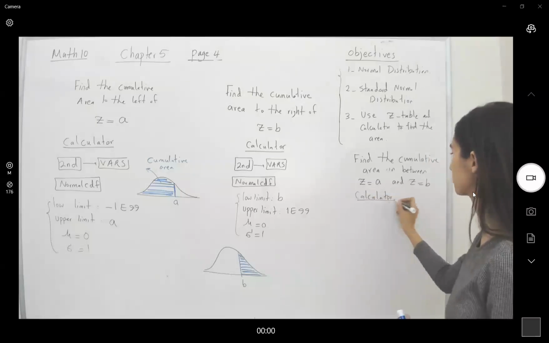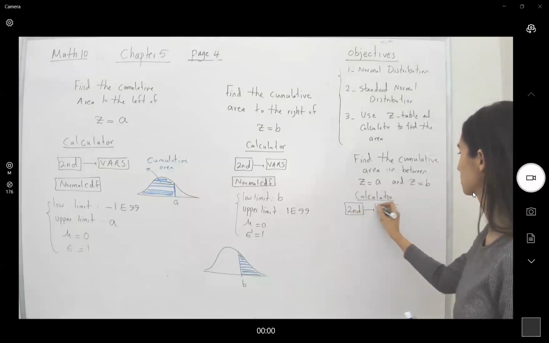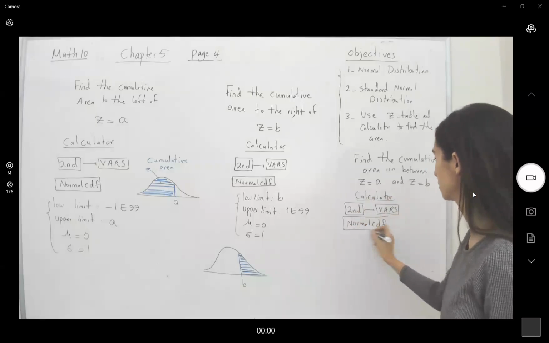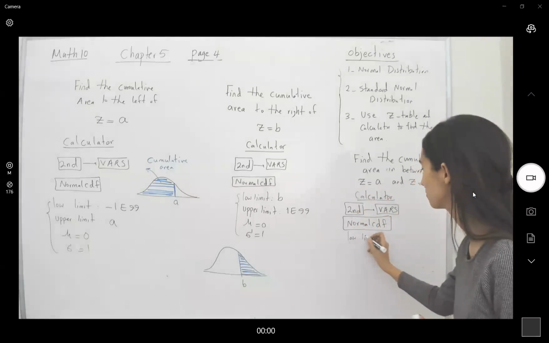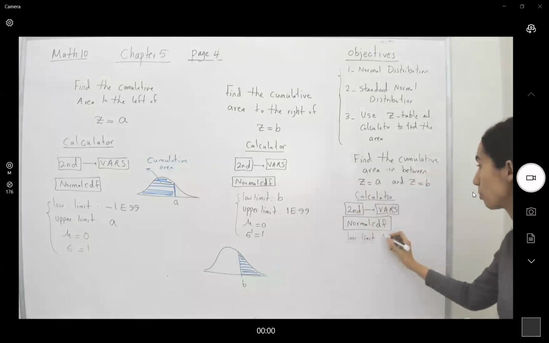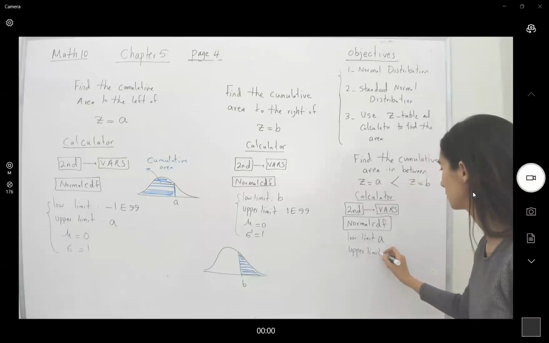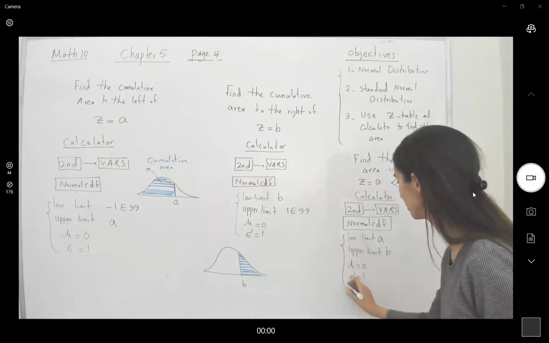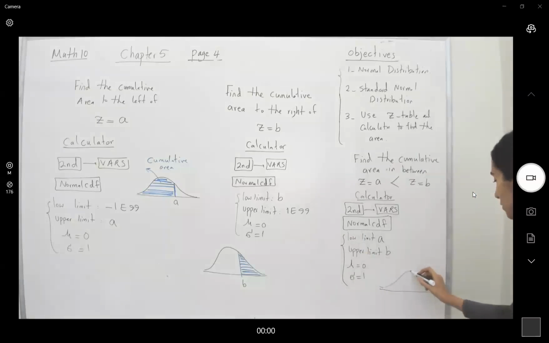The same process. Second, vars, normal CDF. After that, as you guess, your lower limit is going to be A. Suppose A is less than B. And your upper limit is B. Mu is 0 and sigma is equal to 1. Then you're done. You find the cumulative area between A and B.